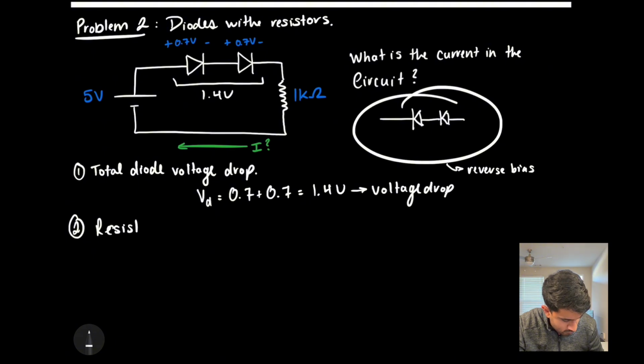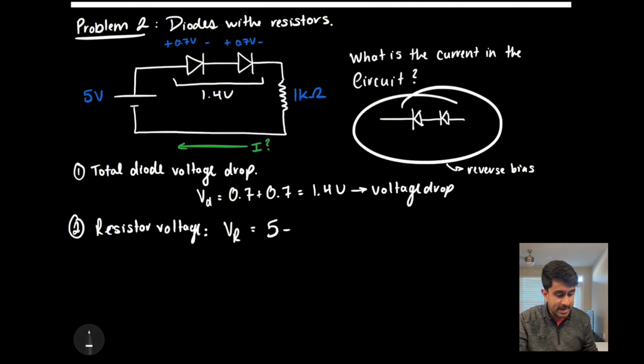Resistor voltage. In this case, VR is going to be equal to, so we have our 5 volts. We always start with that. So 5 volts minus the total combined voltage drop across both of those diodes. We already calculated that to be 1.4 volts. And that is going to be an answer of 3.6 volts.